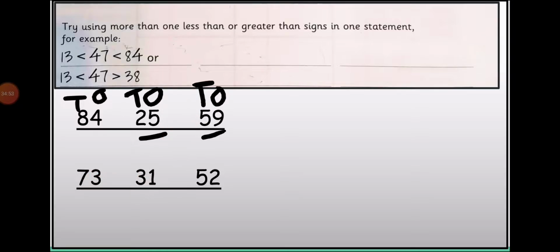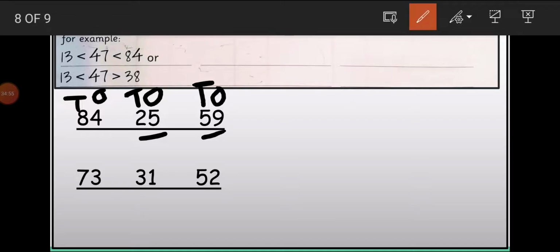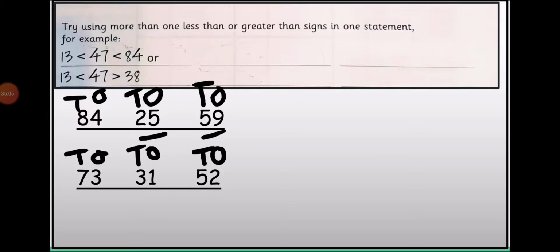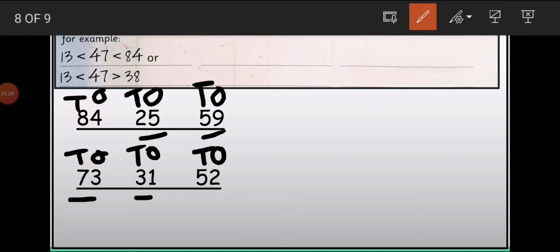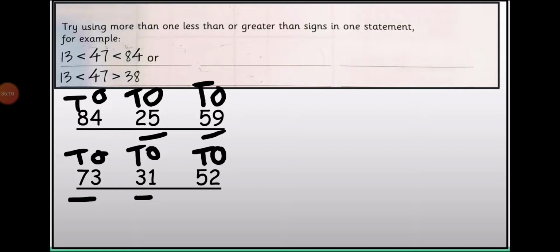Look at the next number line, 73, 31 and 52. In 73, 3 is ones and 7 is tens. In 31, 1 is ones and 3 is tens. In 52, 2 is ones and 5 is tens. So first compare 73 and 31. Then compare the tens, which one is greater, which one is smaller, then put the correct sign here.